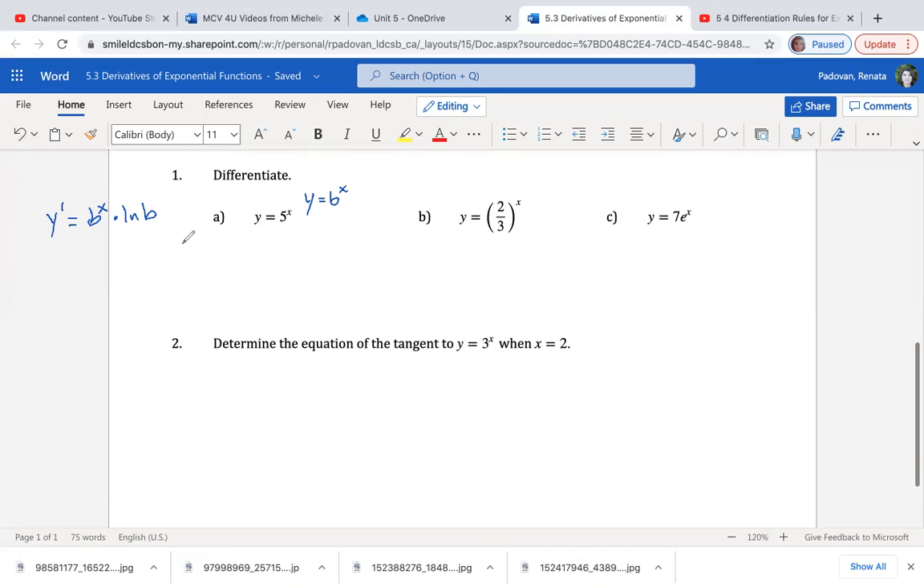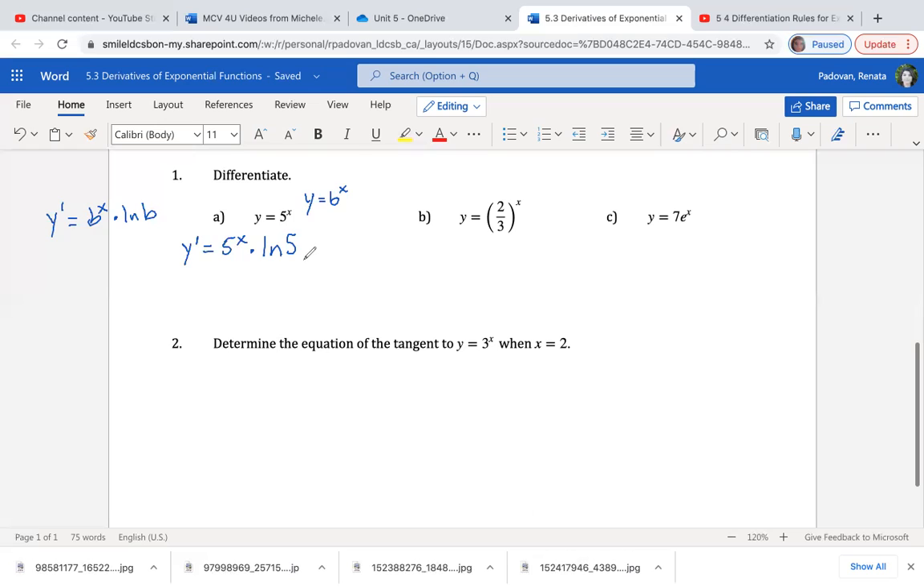So the derivative y prime is equal to, copy down what's there, 5 to the exponent x, and multiply it by ln of the base. In this case, my base is 5, so ln of 5. This is a constant. I can plug in ln of 5 on my calculator and get a number that spits out. So this is a constant, so just leave it the way it is.